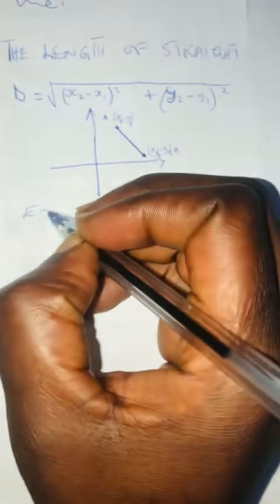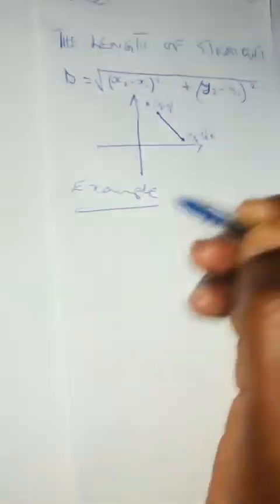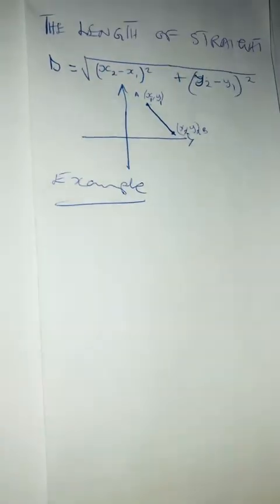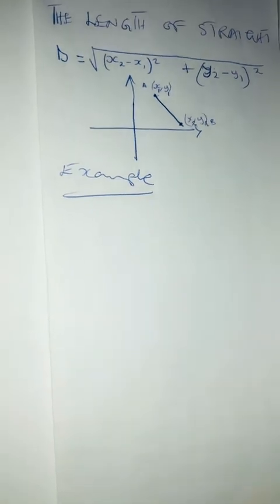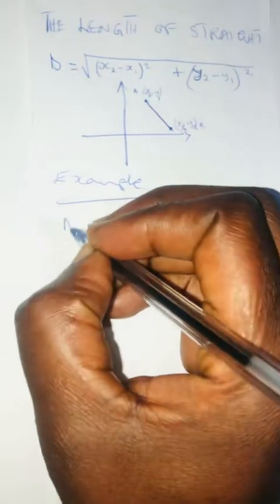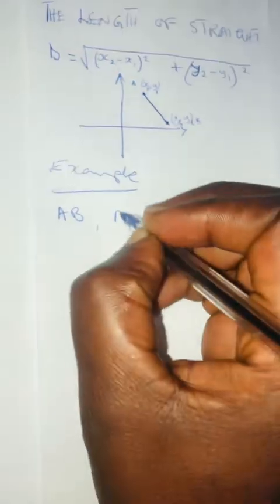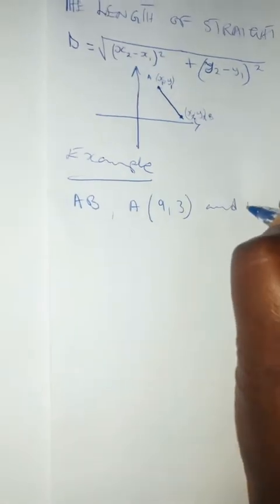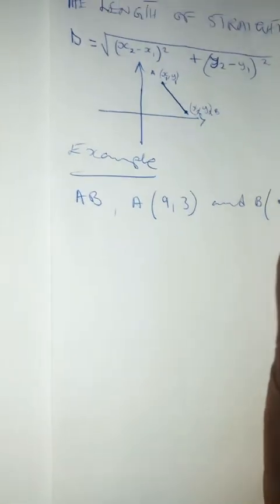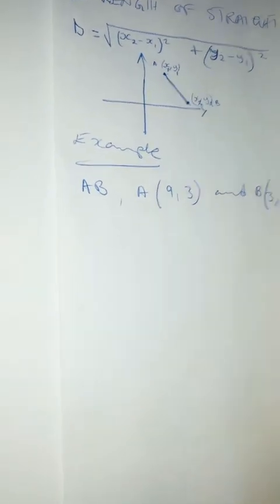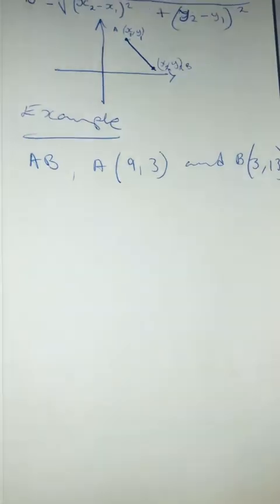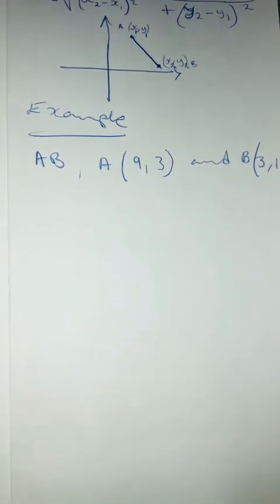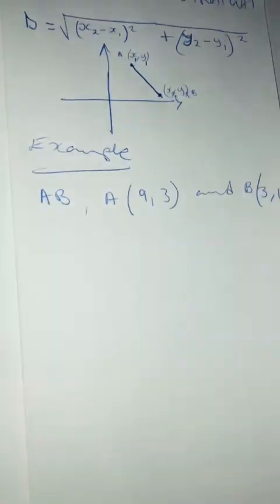So, example: find the length of the line AB if A is (9, 3) and B is (3, 13). Okay, so we have those 2 points. When you connect them, you have a straight line. Now, finding the length of that, we use this formula. In place of the length, you can even say AB, since we're finding that line.